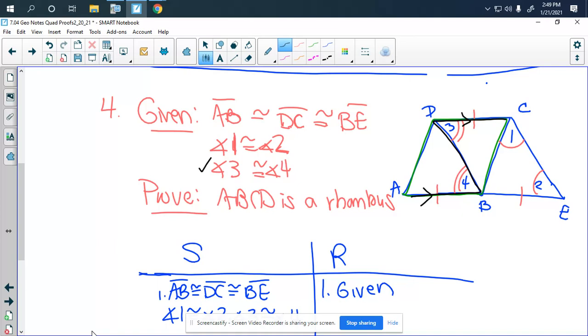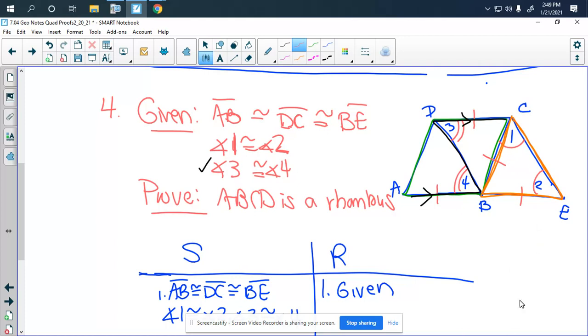I haven't talked about segment BE yet. So let's look at angle 1 congruent to angle 2. Why did they give me that given? What can I conclude? You might notice that 1 and 2 are part of a triangle, and if those base angles are congruent, then it's an isosceles triangle. So we know in a triangle, sides opposite congruent angles are congruent.